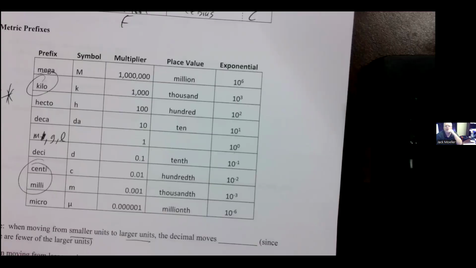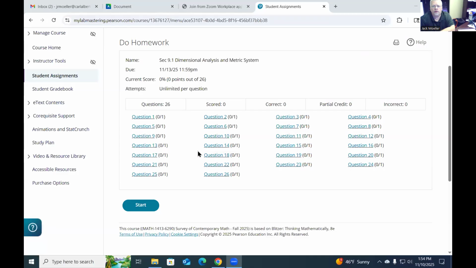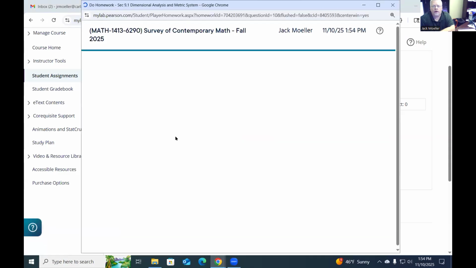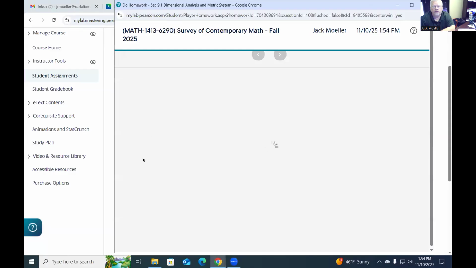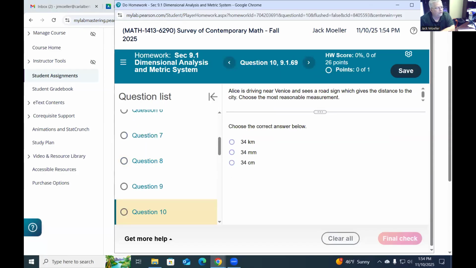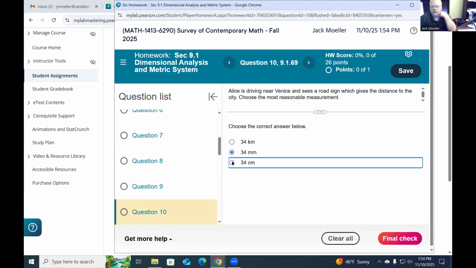I do want to point out something in the homework in 9.1. Some of the questions in the 9.1 homework are not conversions. They're actually asking whether you have a sense for the metric system. So here's a sample question. Alice is driving near Venice and sees a road sign that gives the distance to the city. Choose the most reasonable measure: 34 kilometers, 34 millimeters, 34 centimeters.